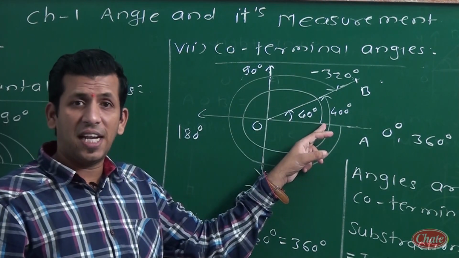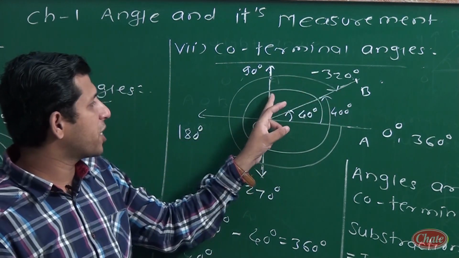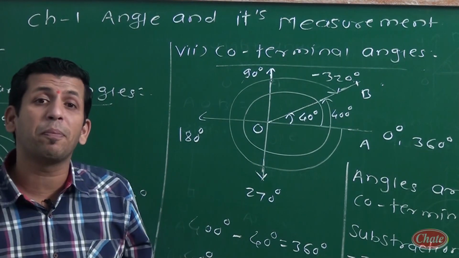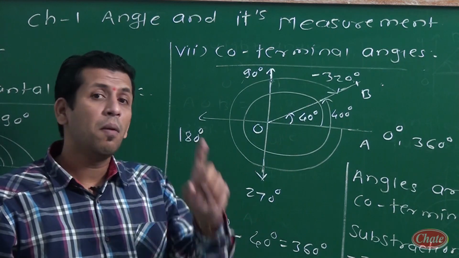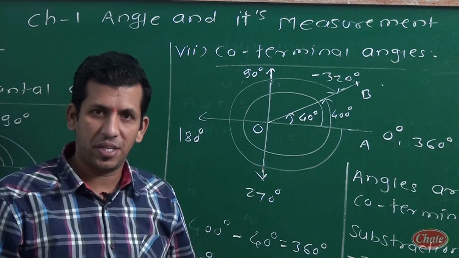This total is 90. From that, this 40 portion went. He wanted to walk only this much portion. So this much portion is how much? 50. So 270 plus 50 means 320. But that angle will be measured as minus 320.